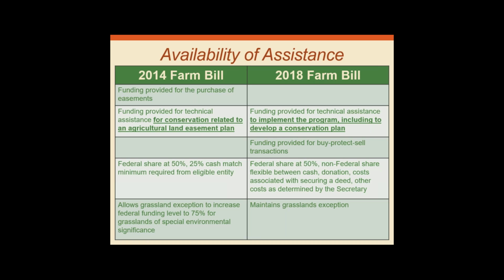There's now a change in how the non-federal share of the funds can be created by the entity. So the federal share remains at 50%, and the non-federal share is now flexible rather than being a required 25% cash match. It can be any combination of cash, landowner donation, costs associated with securing the deed, and other costs as deemed appropriate by the Secretary. There are a couple of examples of costs associated with the deed that are given in the legislation. Those are costs of appraisal, survey, inspection, and title. And that same 75% exception for grasslands of special environmental significance is maintained so that those types of projects are eligible for higher levels of federal funding.